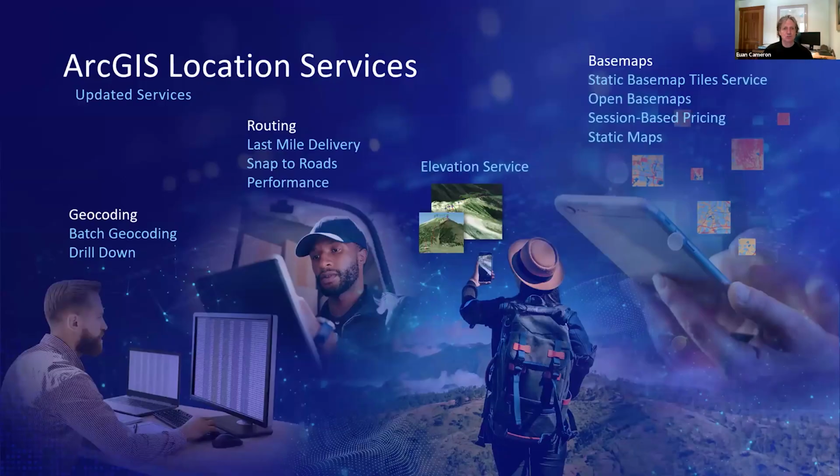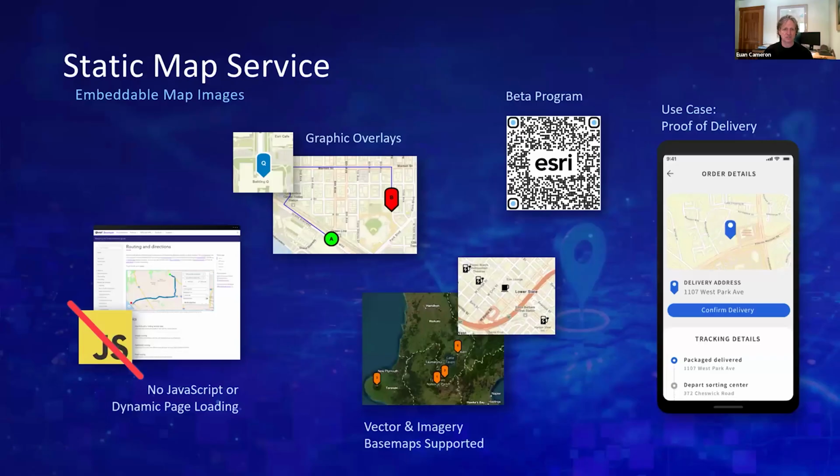And we've also just released a brand new service called the static map service. This is where you can give it an arbitrary extent and ask it to produce an image of 500 pixels by 500 pixels because you want to put it in, say, an email or a very simple web page that you don't want to load dynamic JavaScript libraries into. And you can put some graphics on it and then generate the image on the server and return it to you. That's currently in beta.